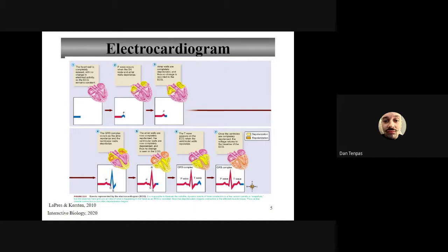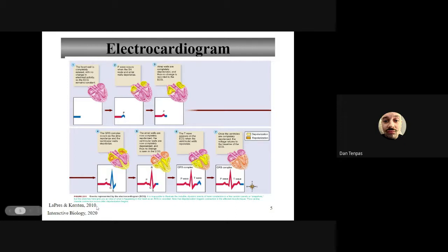Eventually, that contraction will get enough pressure on that blood to open the semilunar valve, and it will push that blood out and into the aorta and out of the heart. And that will be traveling then throughout the body.